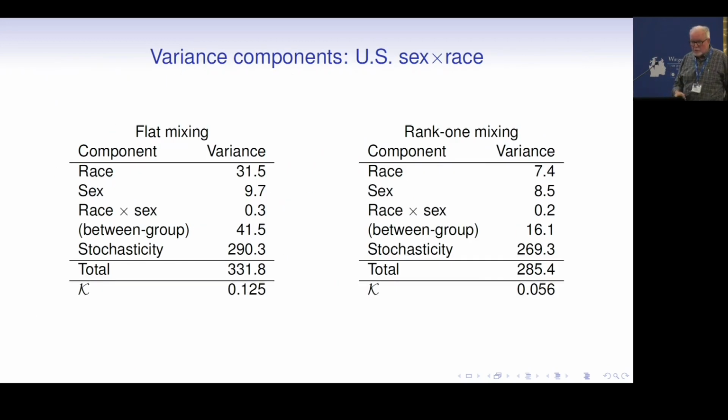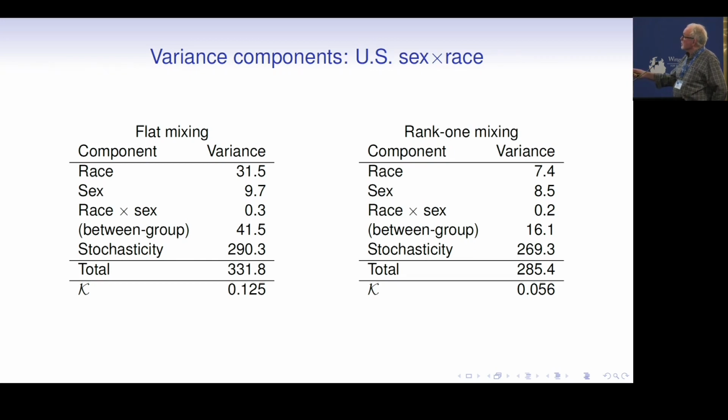So this is the breakdown of the variance components for this, with the flat mixing distribution on the left and the rank 1 mixing distribution. You see the component of variance due to race, due to sex, due to the interaction. It's very small in both cases. The overall between group variance, which is the sum of those 3. The amount of variance due to the stochastic outcome of probabilities of survival or dying within a group is much bigger than any of them.